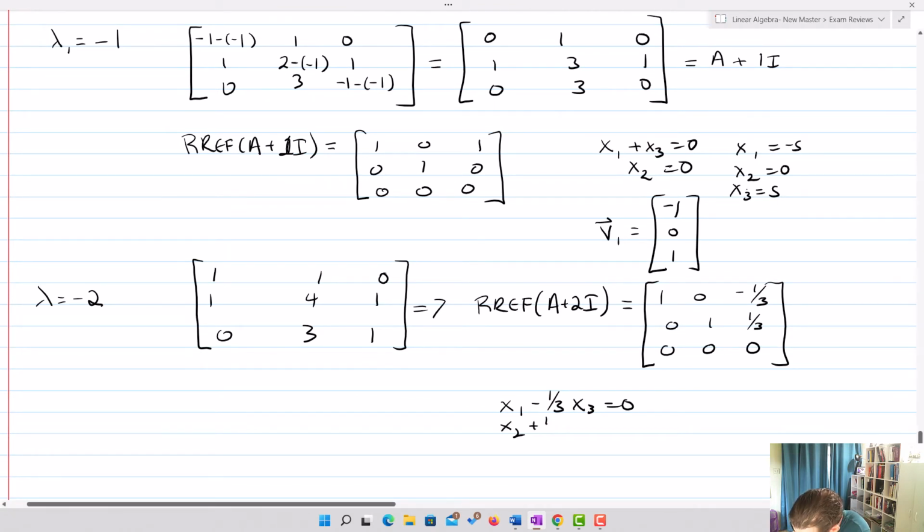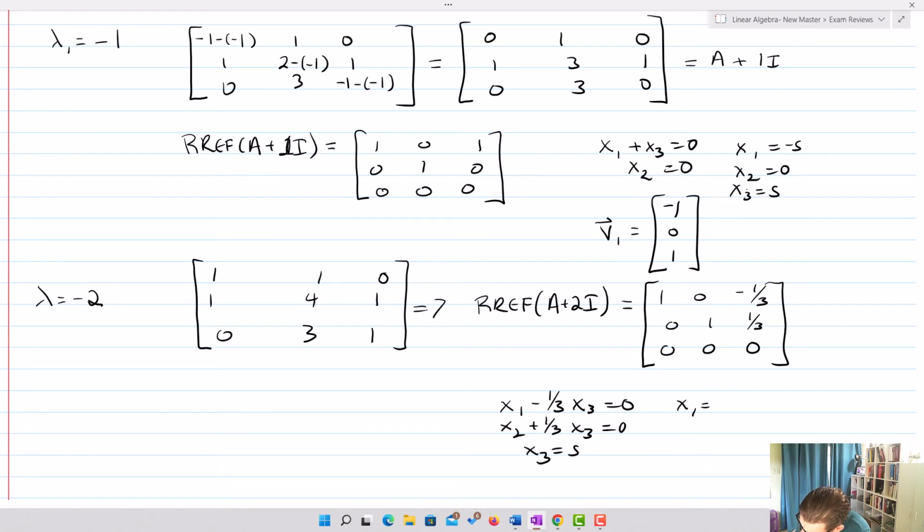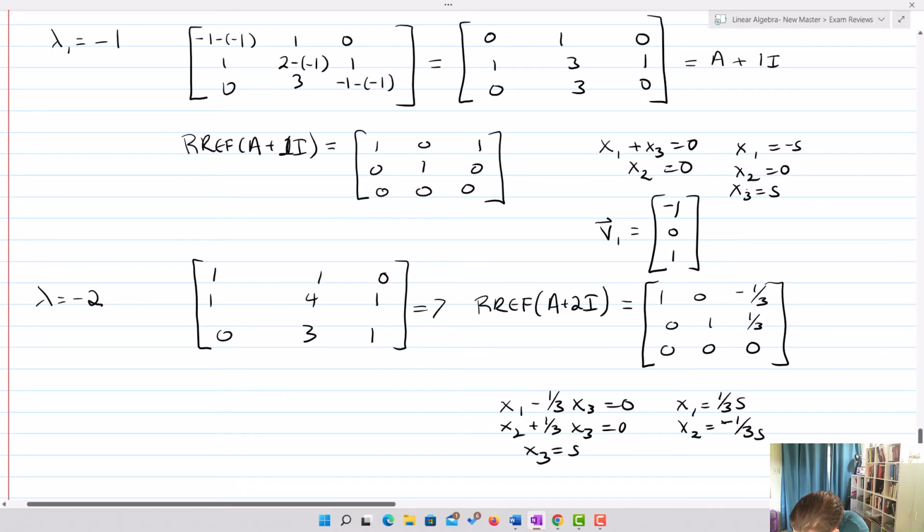x2 plus 1/3 x3 equals 0. And we'll let x3 equal s. So we've got x1 equals 1/3 s, x2 equals negative 1/3 s, and x3 equals s.